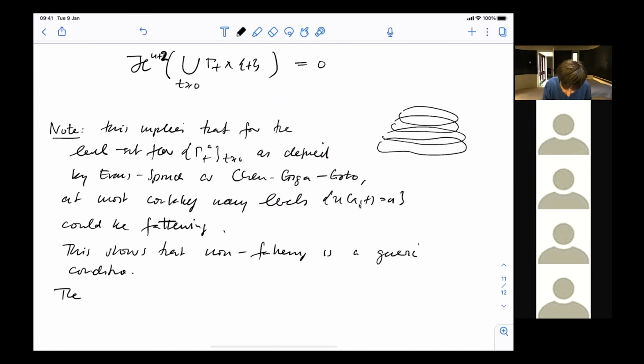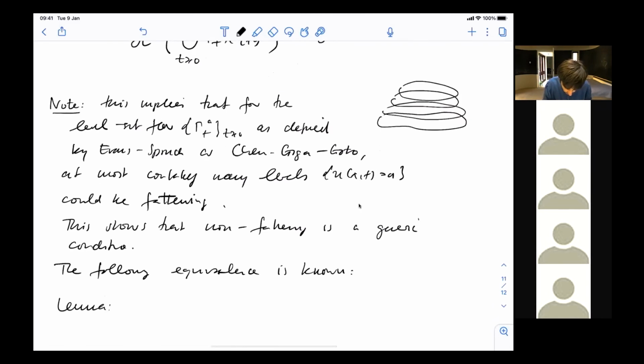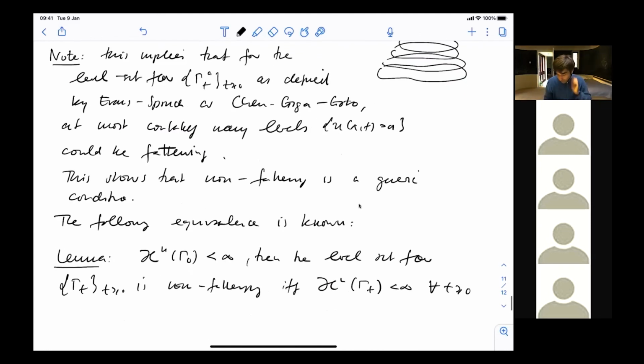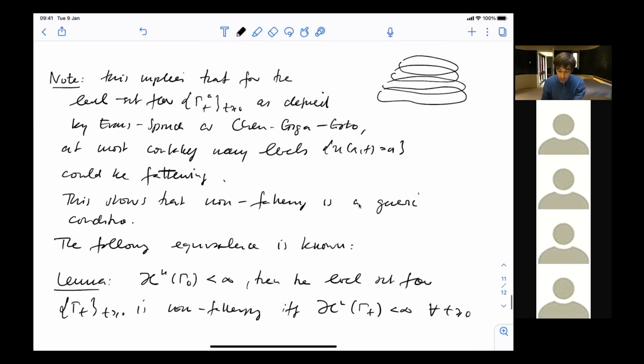Yeah? The following equivalence is known. I gave the reference. If you know that the initial set you start with has finite hn measure, then the Levelset flow gamma t is non-fattening if and only if the n-dimensional Hausdorff measure of gamma t is finite for all t positive. Okay. So really fattening, we looked at this here in space-time. So there's a much stronger statement that actually is equivalent to that.